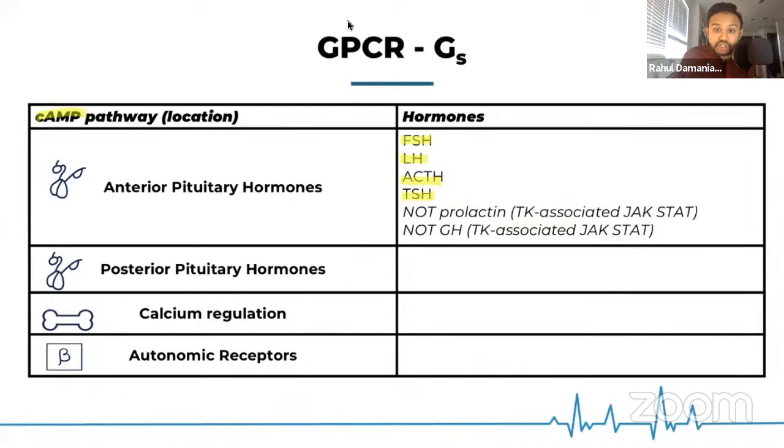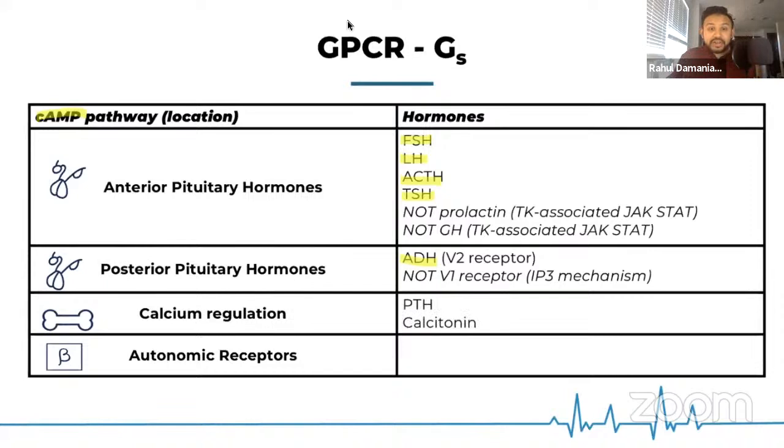When it comes to the posterior pituitary hormones, it's going to be ADH hitting the V2 receptor. Remember that the V1 receptor is also going to have a relation to ADH, but the V1 receptor is going to be via GQ. That's why we call it vasopressin. However, the V2 receptor is going to be GS mediated, and that's what actually increases the aquaporins in the distal collecting duct, thus reabsorbing that free water.